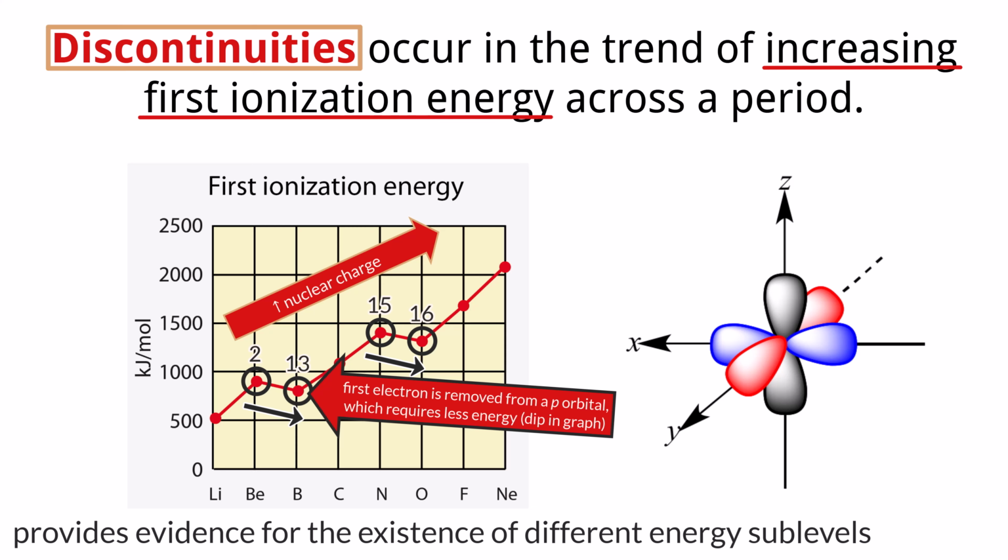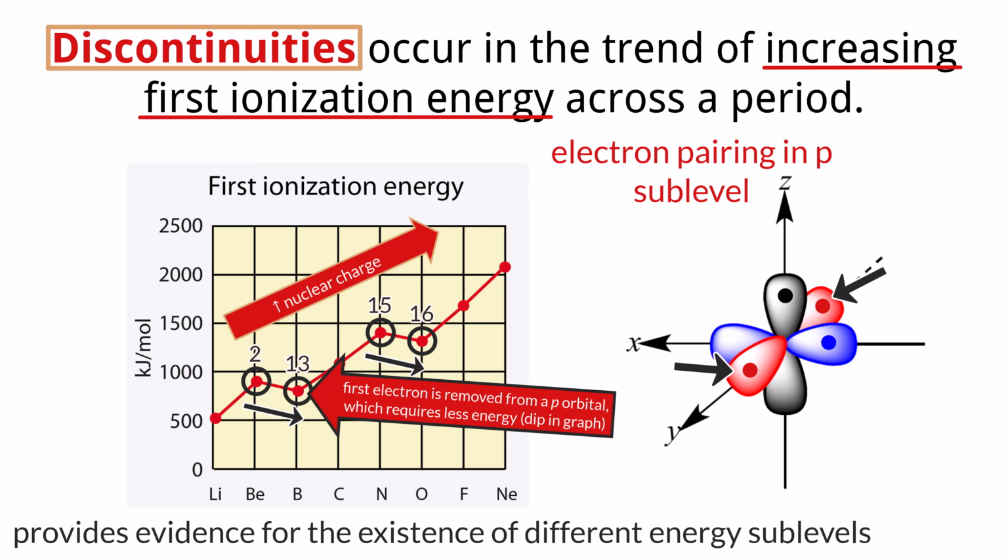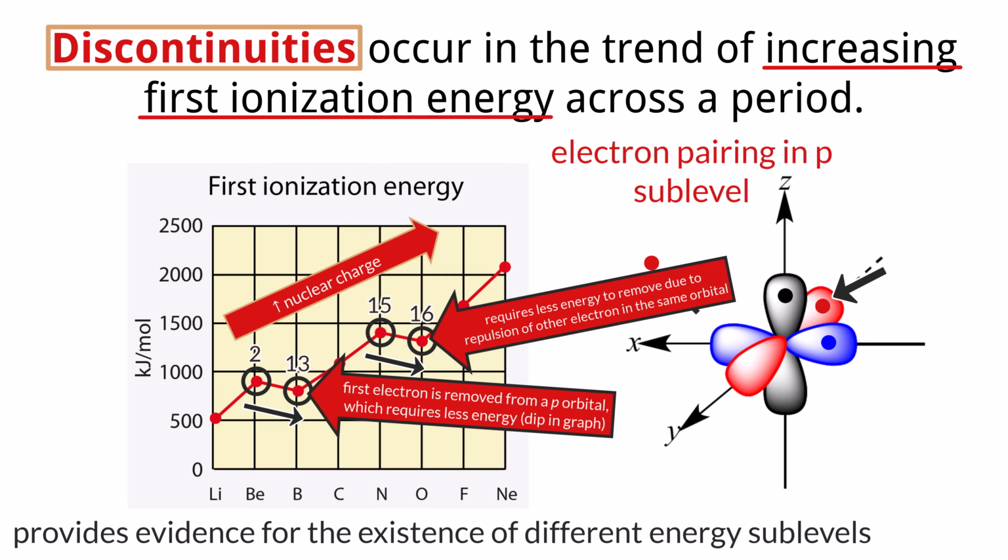At group 16, the discontinuity arises due to the onset of electron pairing within the p sublevel. When two electrons occupy the same orbital, the localized electrostatic repulsion between them increases the potential energy of those specific electrons, making the first one significantly easier to remove than if it were in a singly occupied orbital. These dips in the data confirm that electrons are not in a single uniform shell, but are organized into distinct sublevels with varying energy levels and spatial distributions.